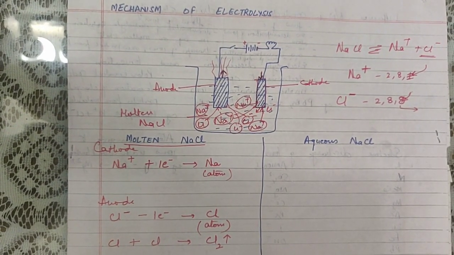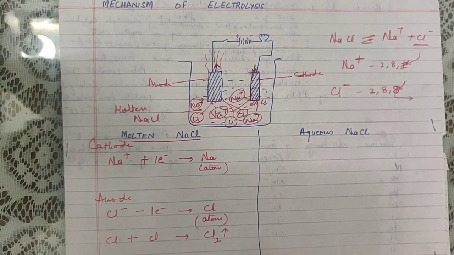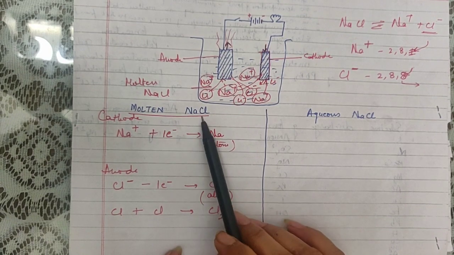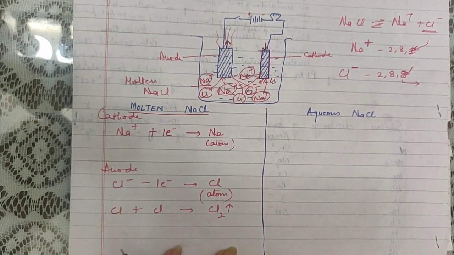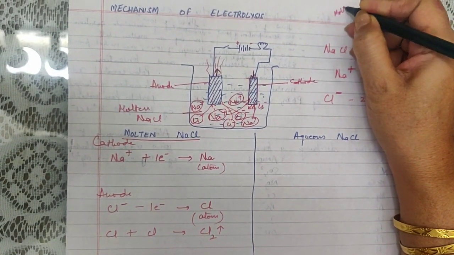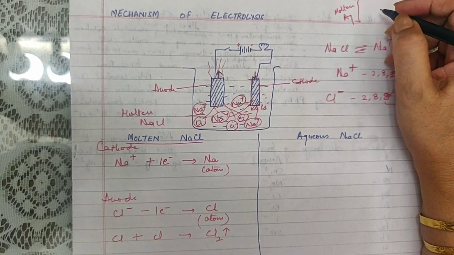Good day, children. This is in continuation with the previous lecture where we were talking about the mechanism of electrolysis. We had taken an example of electrolysis of molten NaCl. Now I want to tell you one thing here, what is the reason that we need to take either molten or aqueous solutions, only then the electrolysis will be carried on.